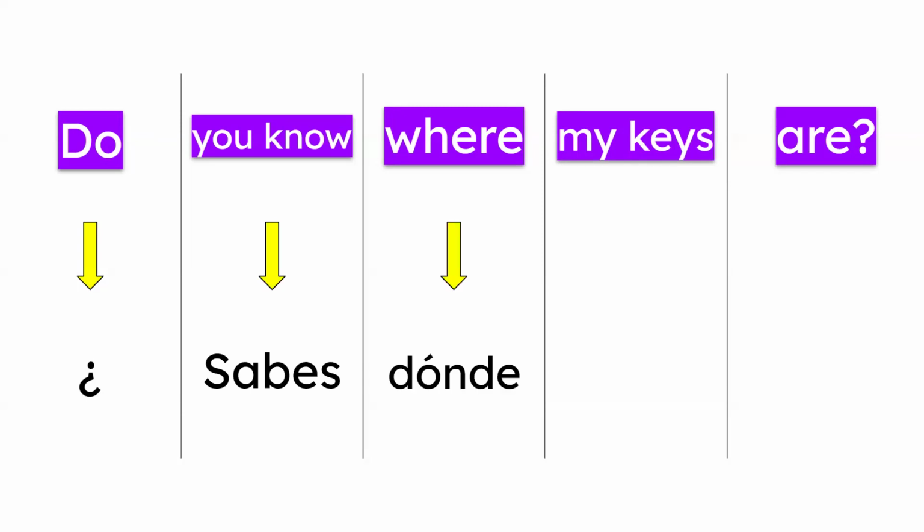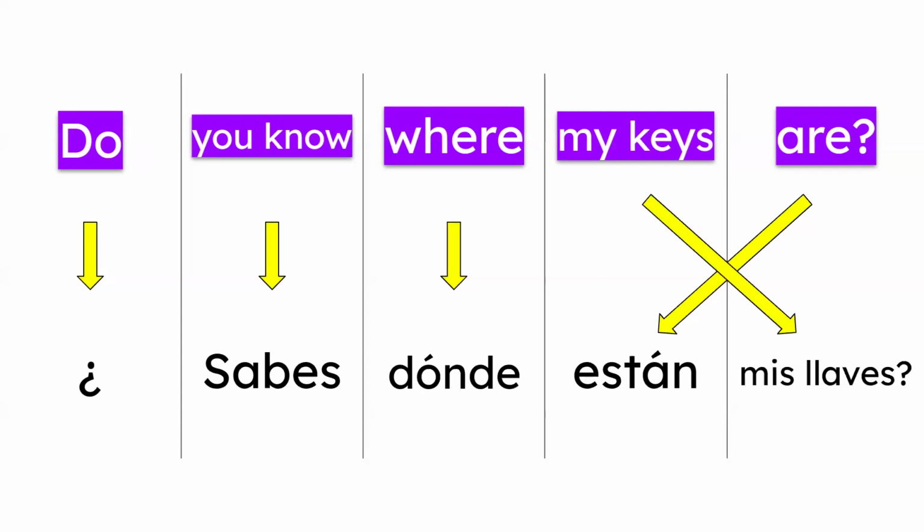¿Sabes dónde? ¿Sabes dónde? And here, what else? Since we are using dónde, this R is asking for a location, right? Where something is. ¿Sabes dónde está? We use star because of the location. ¿Sabes dónde están mis llaves? That's right. ¿Sabes dónde están mis llaves? Very good. Come on, say it.